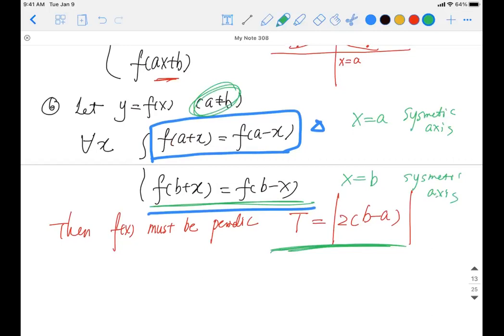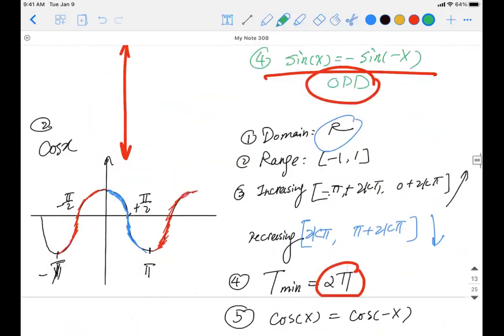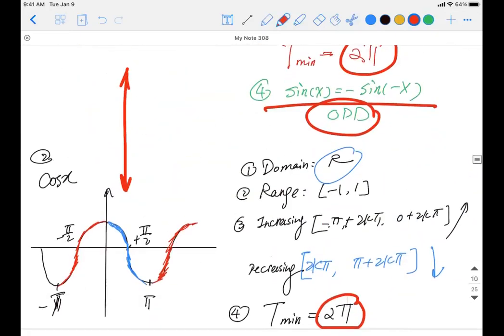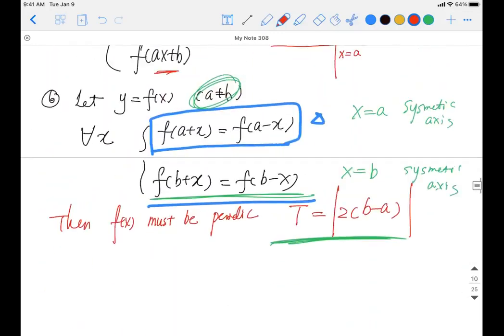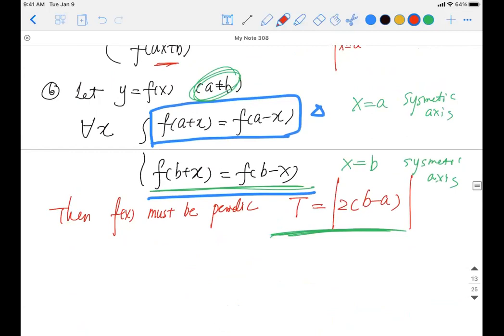Again, how can I imagine that? Let's try to use sine x or cosine x. Cosine x has not just two, it has multiple symmetric axes, right? So that means that such a function must be a periodic function. So this is the way you get connected from the mathematical world all the way to the physical essence of the problem. As long as a function has two symmetric axes, it must be a periodic function.